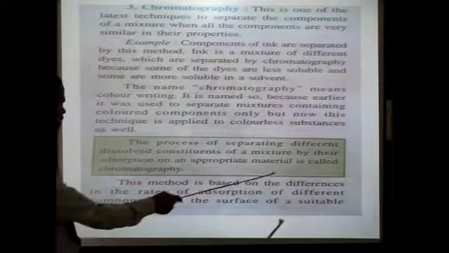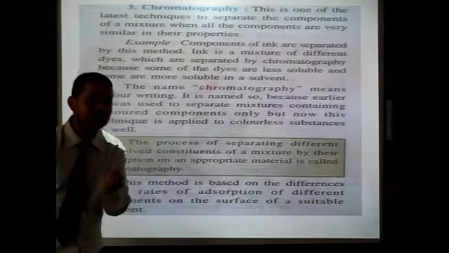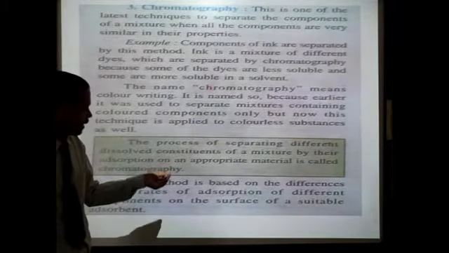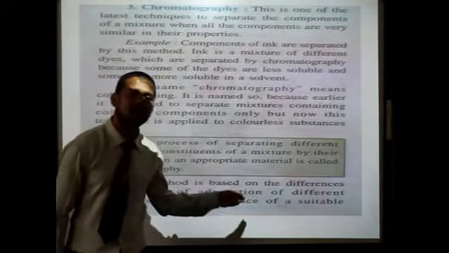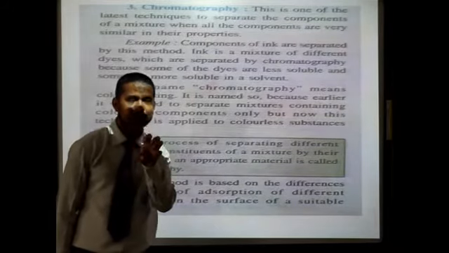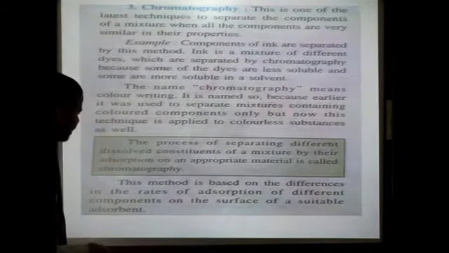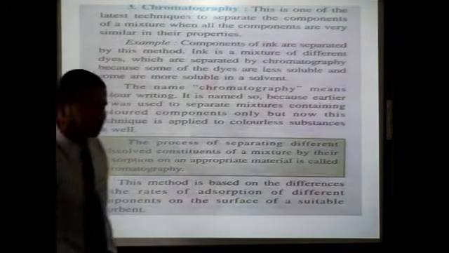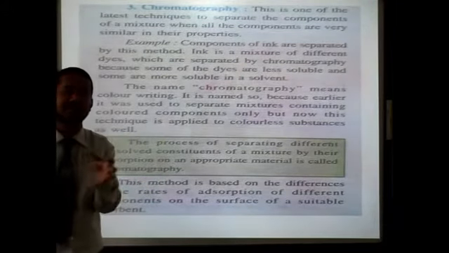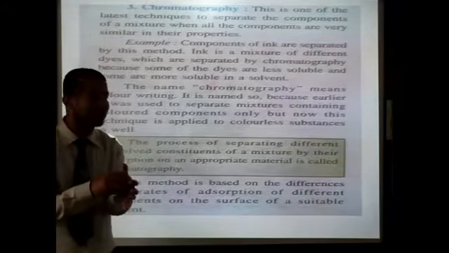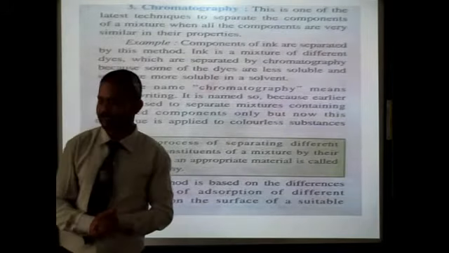This method is based on the differences in the rates of adsorption. So, all the components present in the mixture may not have the same rate of adsorption on the surface of a suitable adsorbent. So what is an adsorbent? The substance to which the component gets attached is the adsorbent, and the process is called adsorption.